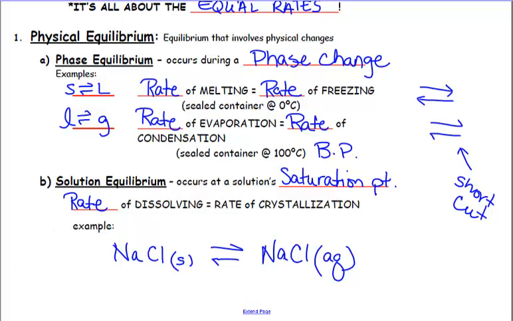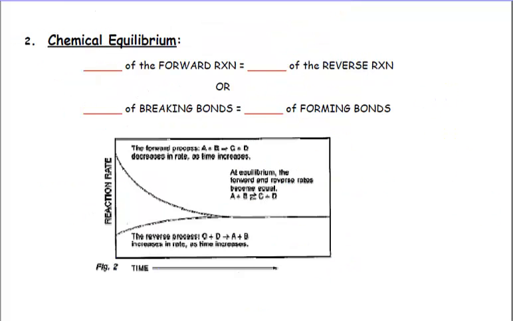So now you have a chemical equilibrium, which is the second type, and that's when the rate of the forward reaction is equal to the rate of the reverse reaction. Or the rate of breaking bonds is equal to the rate of forming bonds. That is what chemical equilibrium is. Reactions, okay? So when we talk about some sort of reaction, it's a chemical equilibrium. When we talk about phase change, it's a physical equilibrium.